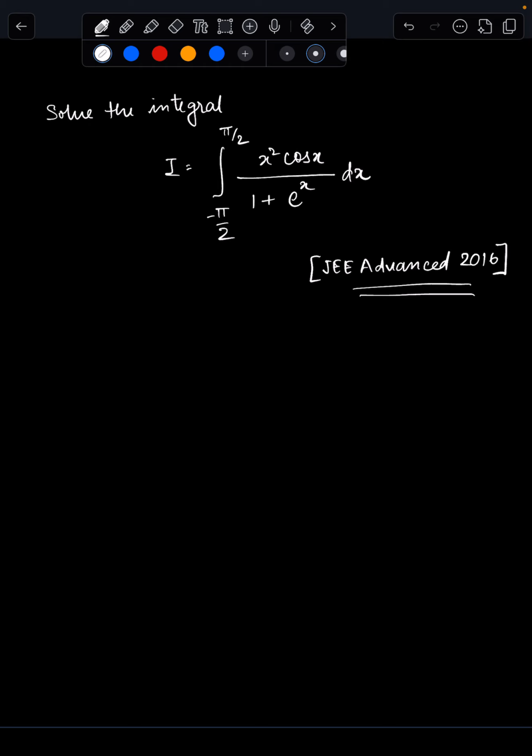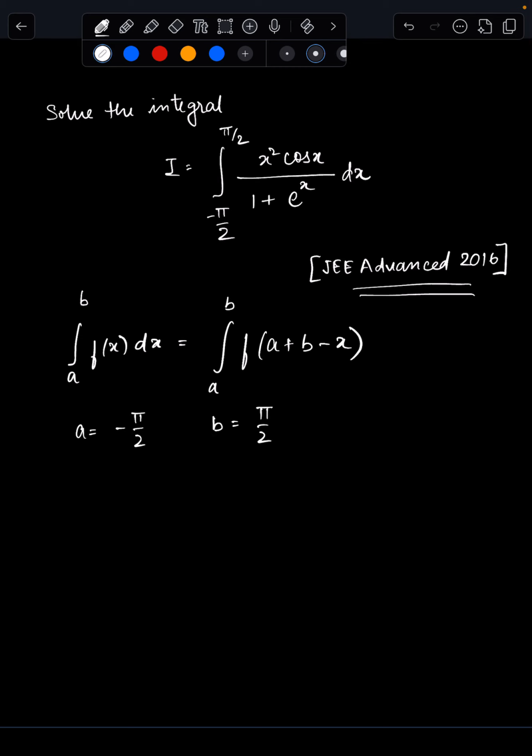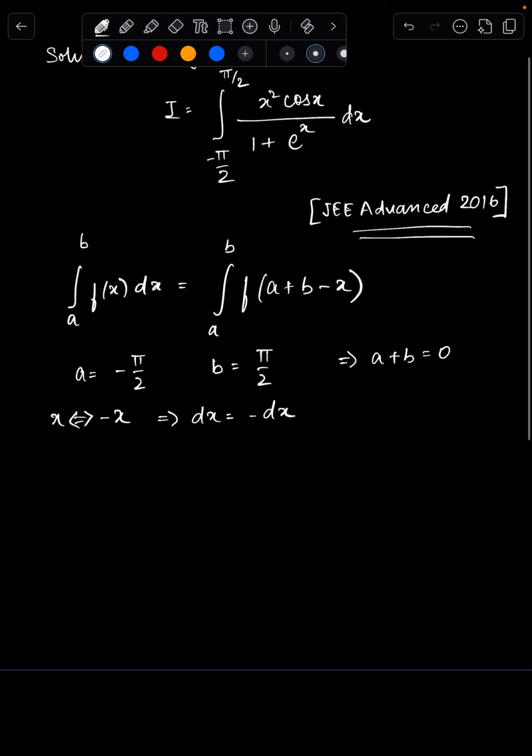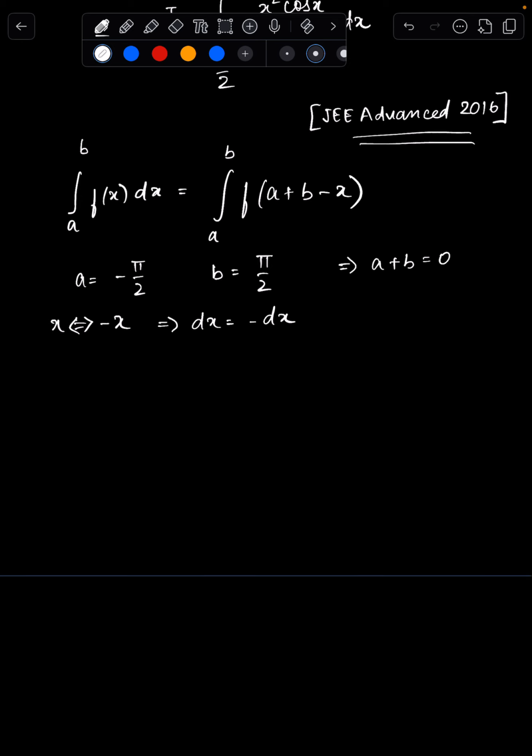So what we are going to do is first apply the formula: integral over a to b f of x dx is equal to integral over a to b f of a plus b minus x dx. Now if you see, my a is minus pi by 2 and my b is plus pi by 2, so a plus b technically becomes 0. So I'm going to simply substitute x with minus x, and this gives me dx is equal to minus dx. Okay, so now my new integral would look something like this.